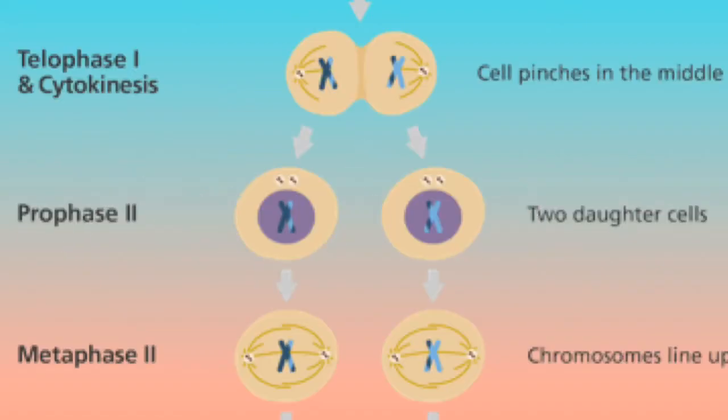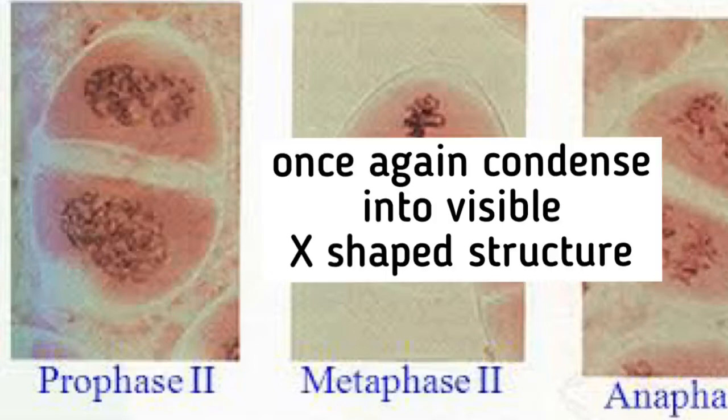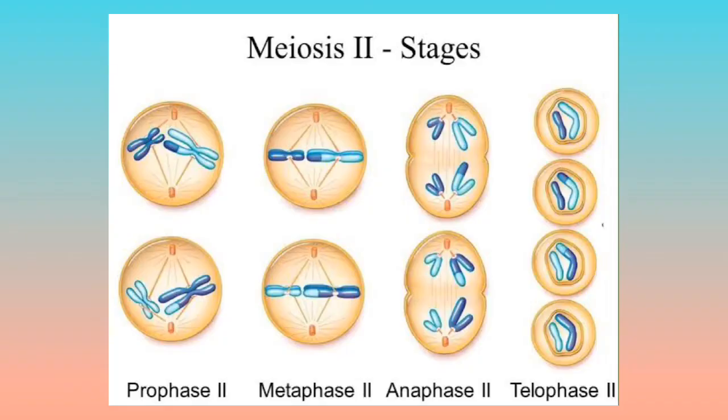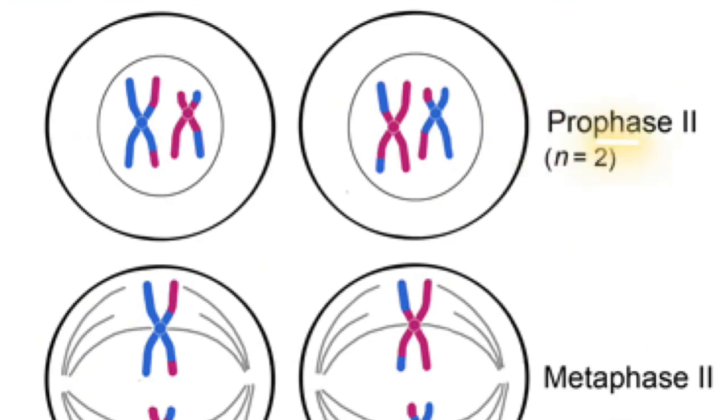Meiosis 2. Prophase 2. After meiosis 1, there are 2 cells with the same number of chromosomes or the same number of chromatid pairs. The chromosomes in each daughter cell once again condense into visible X-shaped structures. The nuclear membrane around the nucleus of the daughter cells disintegrates, releasing the chromosomes. The meiotic spindle starts forming again and the centrioles duplicate.